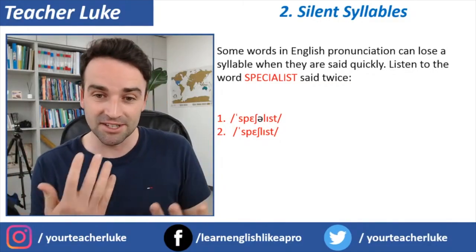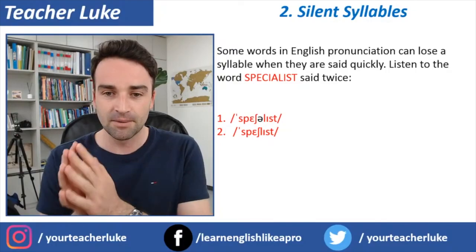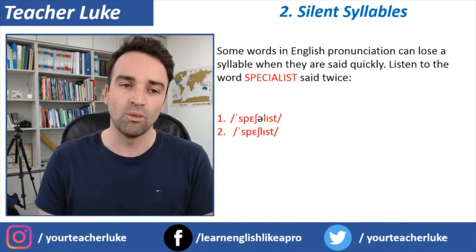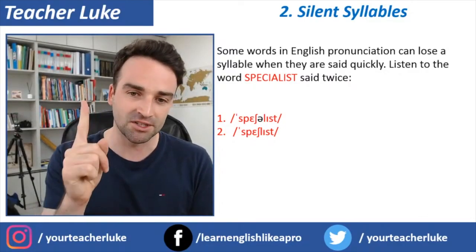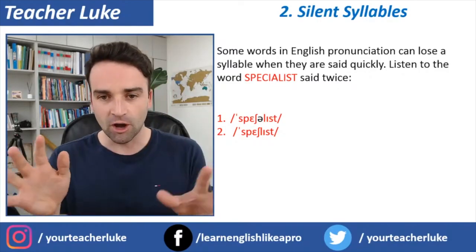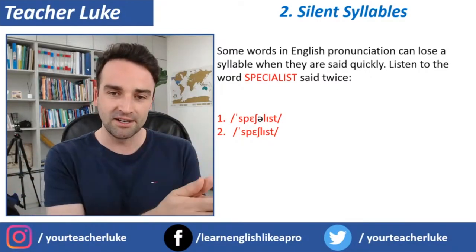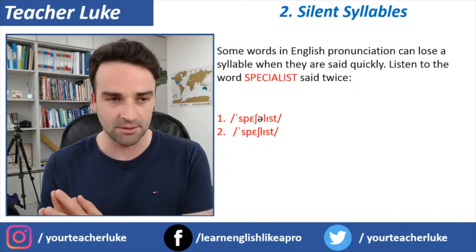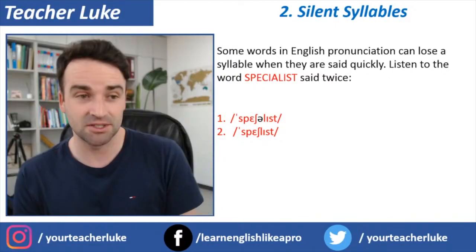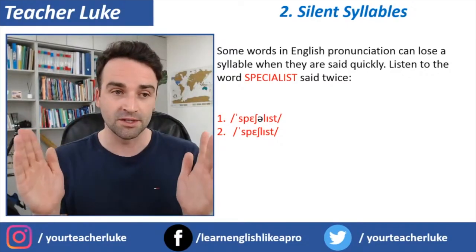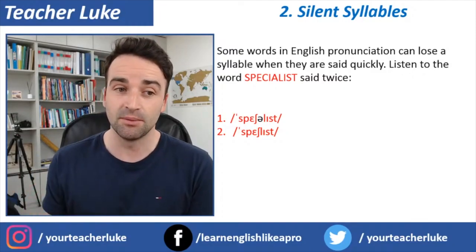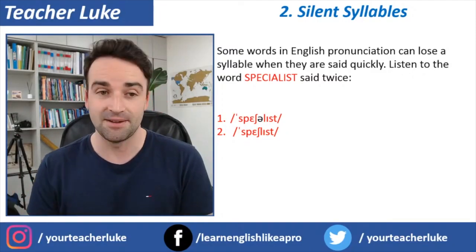You can count the syllables in words. So words are made up of different syllables. The rule for a syllable is that one syllable has one vowel sound. There are many different complicated rules, but that's the main rule. One syllable consists of one vowel sound. English, however, sometimes has silent syllables, especially in longer words. So some words in English pronunciation can lose a syllable when they are said quickly.